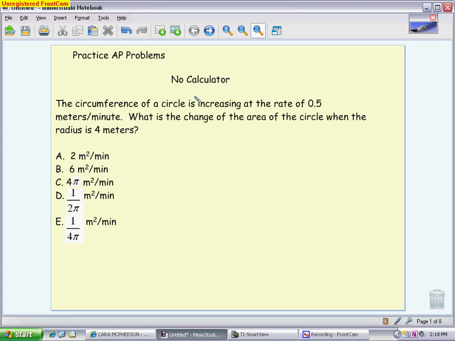I'm going to put at the top, are you allowed to use a calculator, are you not allowed to use a calculator, and just kind of go through them with you so you have a chance. If you want, you can pause it, read the question, see what you think, and then you can play it and see what the actual answer is.